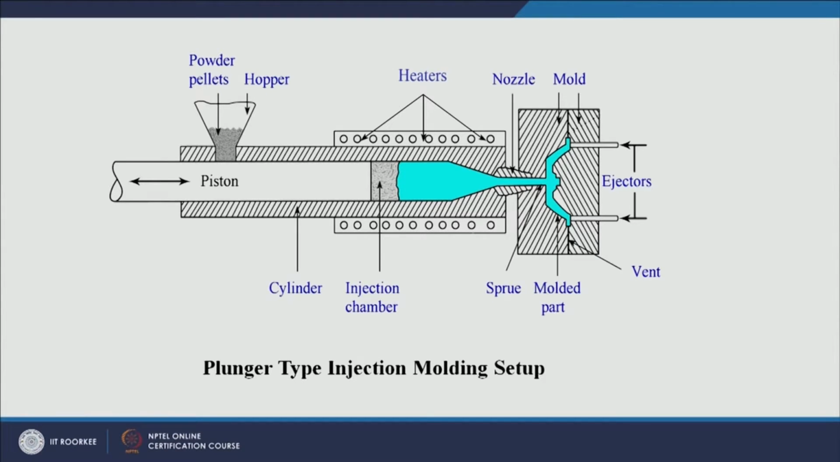This part, the final part that we have made, this blue color part on your screen, this part is fabricated. This part will move along with the movable part of the mold, and finally the ejector pins will give a slight tap on the part so that it is pushed out or released from the mold, that is the movable part of the mold.